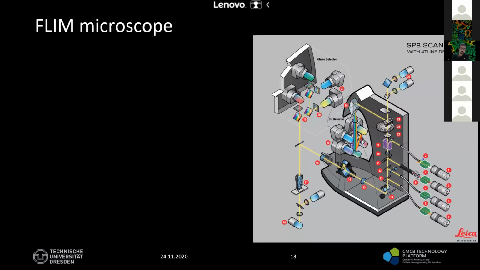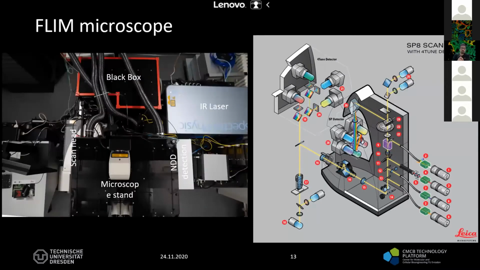This unit is also the so-called 4-Tune. That's the name of it. It's a fully spectral unit for non-descanned detection, and here we can also do spectral imaging. So this is how the system looks on our optical table.